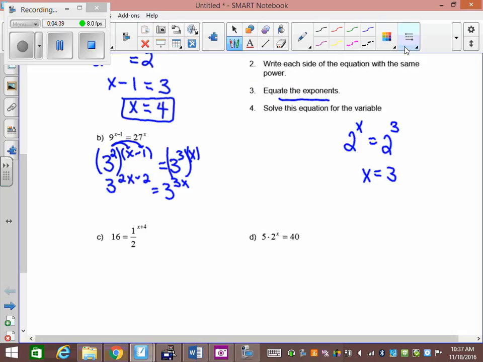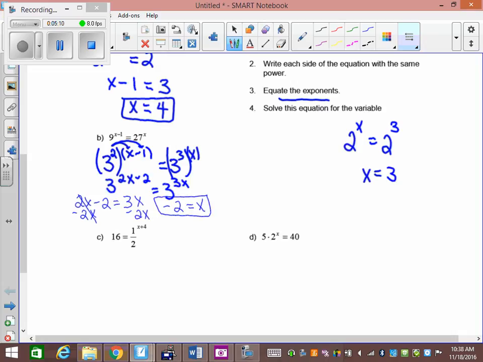Now when I have the same base, I can do what? This is base 3, and this is base 3. Then this must equal that, right? Just the same thing as this must equal that. So 2x minus 2 equals 3x. I'm going to subtract 2x over. And then I'm going to get negative 2 equals x. Done. And I could check it.